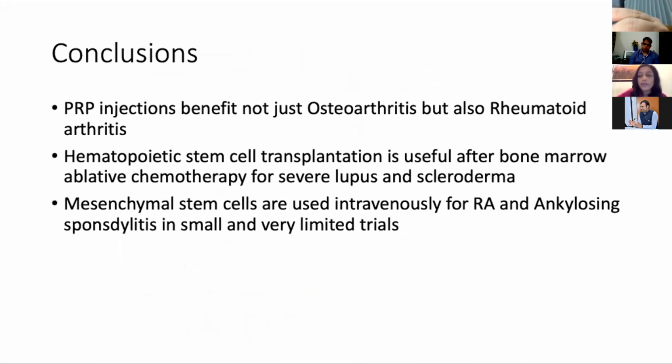So this is where we are. We have some indications of benefit for chronic synovitis in rheumatoid arthritis, which does not respond to our standard treatments. We might not need to do synovectomies anymore. Hematopoietic stem cell treatment we've been using for a long time, but mesenchymal stem cells are at a very nascent and early stage of treatment for rheumatoid arthritis, in small and very limited trials. And that's all we have in rheumatology. We're babies in this field.